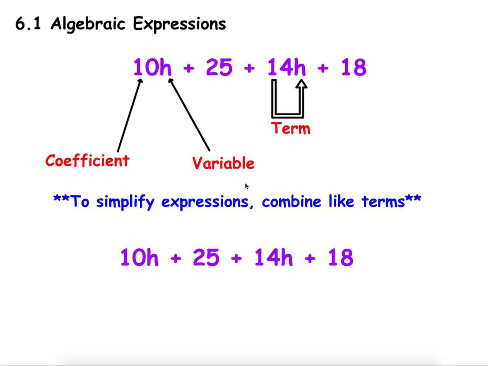And this is a video for 6.1 Algebraic Expressions, our first video that we're doing. So, you guys, what we're going to talk about today is simplifying algebraic expressions and how to do that. When we say algebraic, we're just talking about stuff with algebra, stuff with variables. So we're looking at expressions like this: 10h plus 25 plus 14h plus 18. And we're just going to make this look a little less complicated.